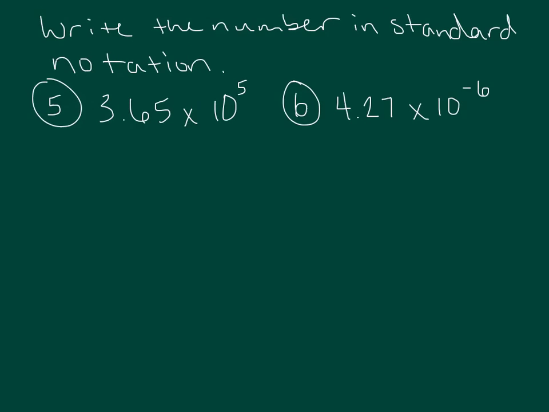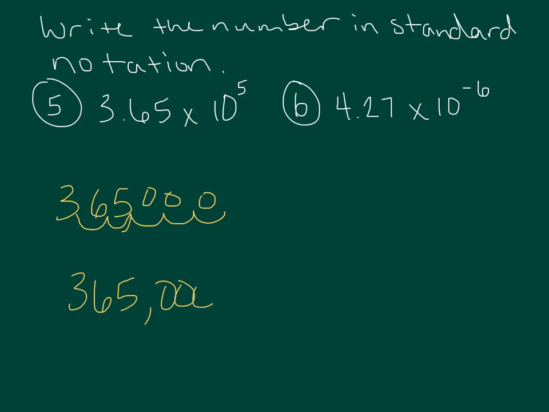Alright, write the number into standard notation. So it's in scientific notation. We need to write the number out. So 3.65 times 10 to the 5th. So that's 365. I need to move that decimal place 5 times. So it was right here. So 1, 2, 3, 4, 5. Where there's nothing, we need to fill it in with zeros. And then put your comma. So this is 365,000.